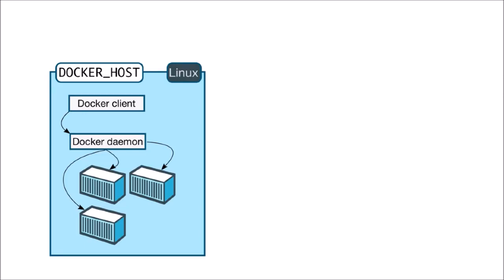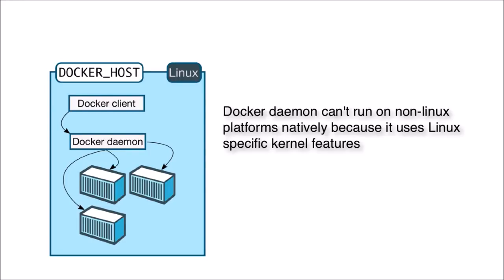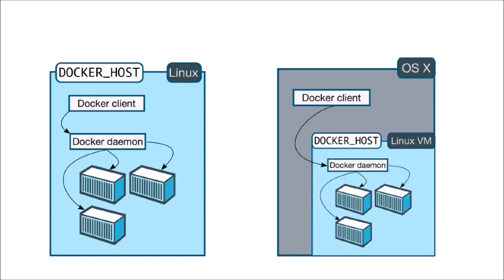On a typical Linux installation, the Docker client, the Docker daemon, and any containers run on the same host. You can also connect a Docker client to a remote Docker daemon. We will cover more about this later. But you can't run Docker natively on OS X or Windows, because the Docker daemon uses Linux-specific kernel features. So on an OS X or Windows installation, the Docker daemon is running inside a Docker machine. The Docker machine is a lightweight Linux VM made specially to run the Docker daemon on OS X or Windows.